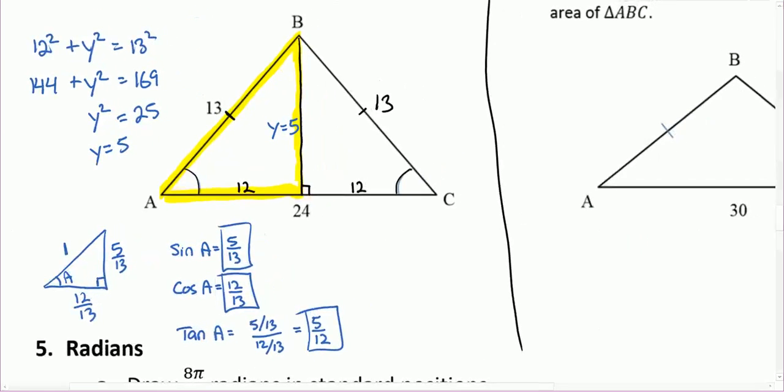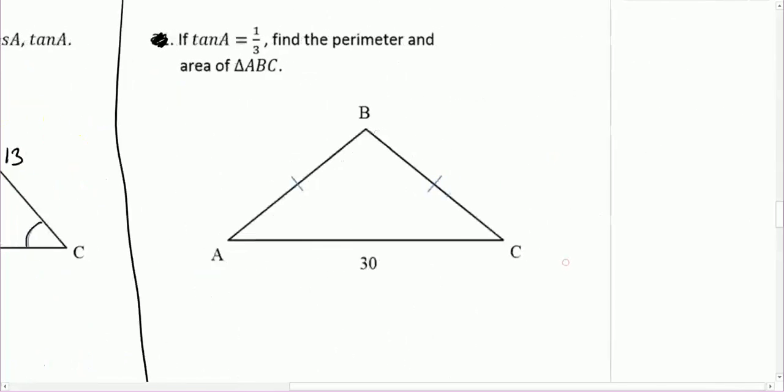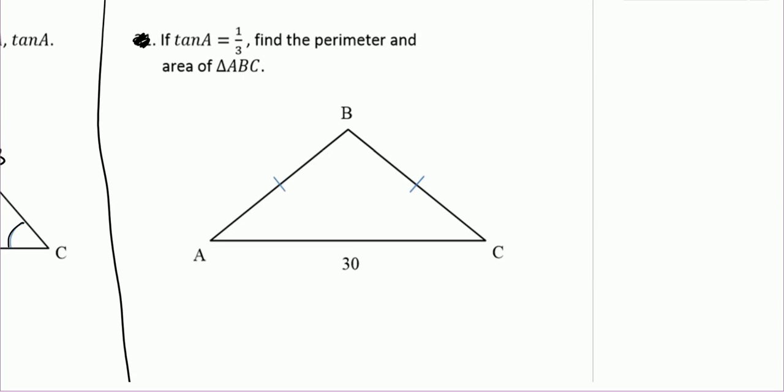Part 2. If tangent of A is 1/3, find the perimeter and the area of ABC. Okay. So I'm going to drop my altitude again, focused on angle A. So I got this right triangle. Base length is 15. I'm going to highlight the triangle we're going to first work with.